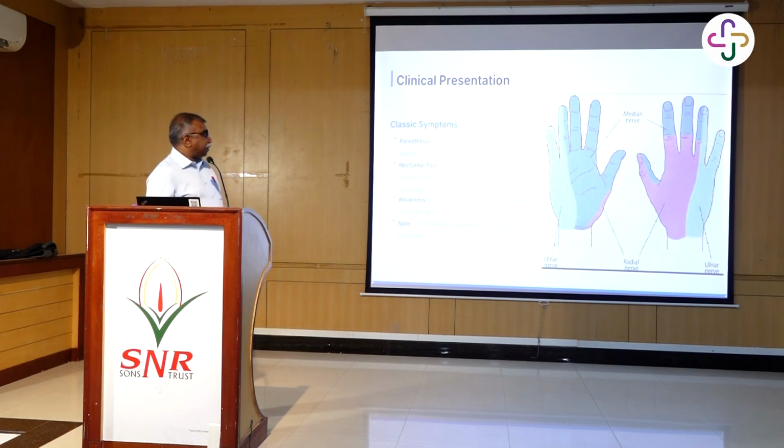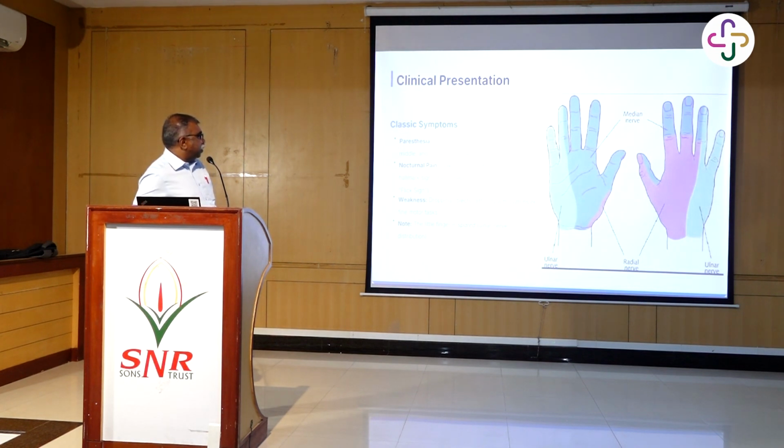So how do these people present? So if you remember, there are three nerves going to the hand: the median nerve, the ulnar nerve, and the radial nerve. And they all have different areas of innervation and different motor functions. So since the median nerve is passing through the carpal tunnel, all our symptoms are going to be related to the median nerve. So there is going to be paresthesia. Paresthesia means altered sensation, that is numbness or tingling, and this can be felt in the areas which are innervated by the median nerve. So usually the small finger is spared.